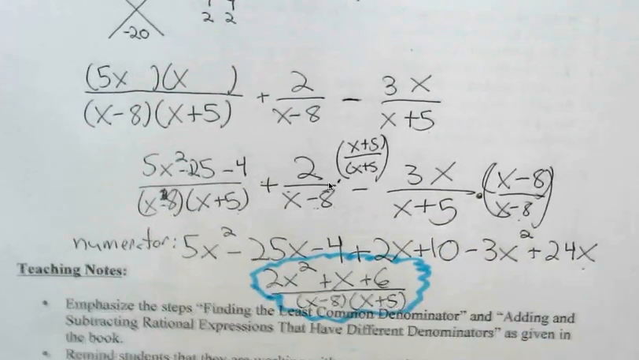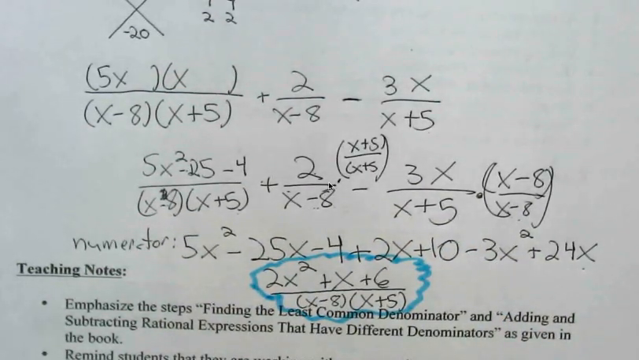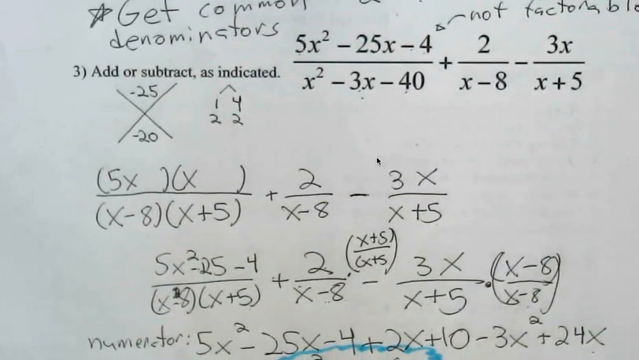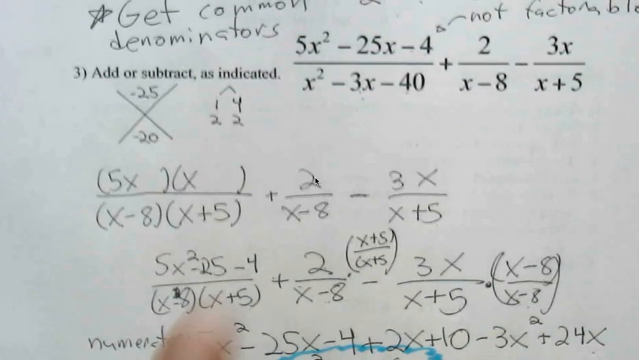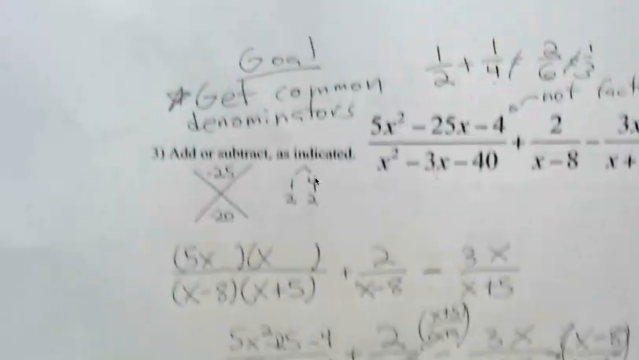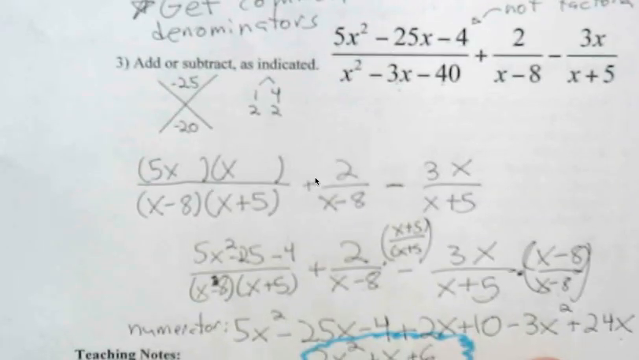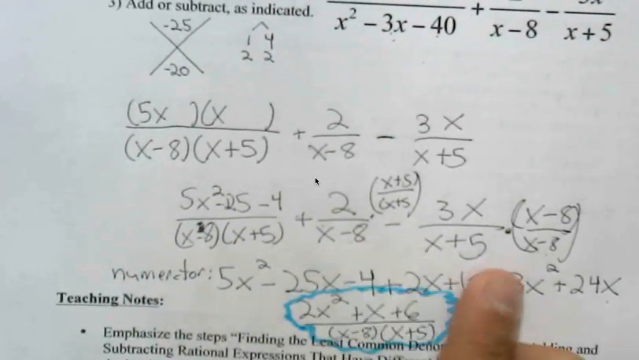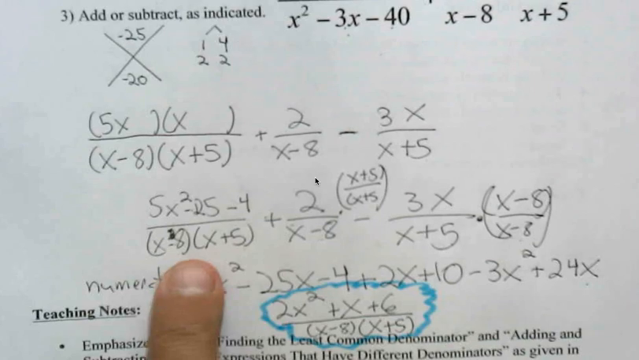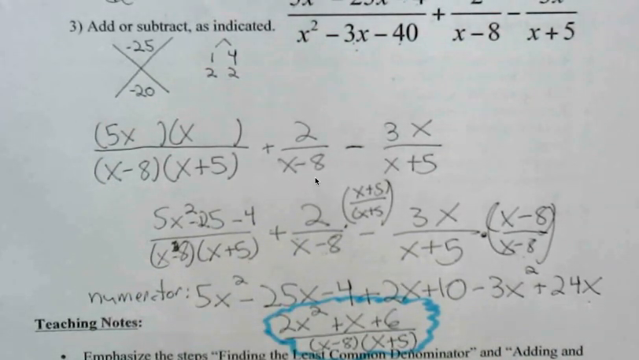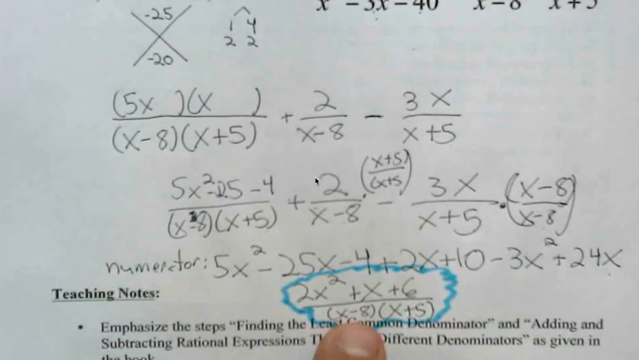Notice that the first trinomial, 5x squared minus 25x minus 4, was not factorable. We did not touch it anymore. We just kept it as is, but we could factor the denominator. Again, our goal was to get common denominators. We then cross-multiplied to make sure that the other fractions share that same denominator of x minus 8, x plus 5, because this had the most amount of terms in it. We then combined like terms for the numerator and simplified to here.